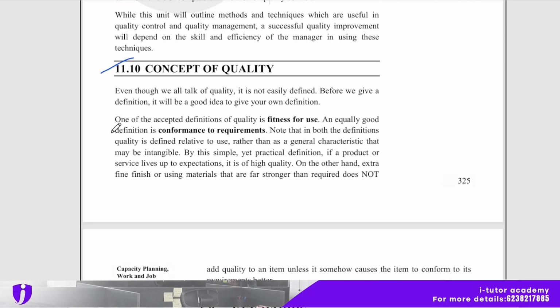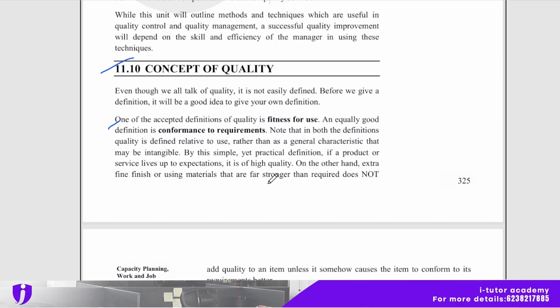So what is quality? Even though we all talk of quality, it is not easily defined. Before we give a definition, it will be a good idea to give your own definition. Okay. So one of the accepted definitions of quality is fitness for use, and an equally good definition is conformance to requirements. So note that in both definitions, quality is defined relative to use rather than as a general characteristic that may be intangible.